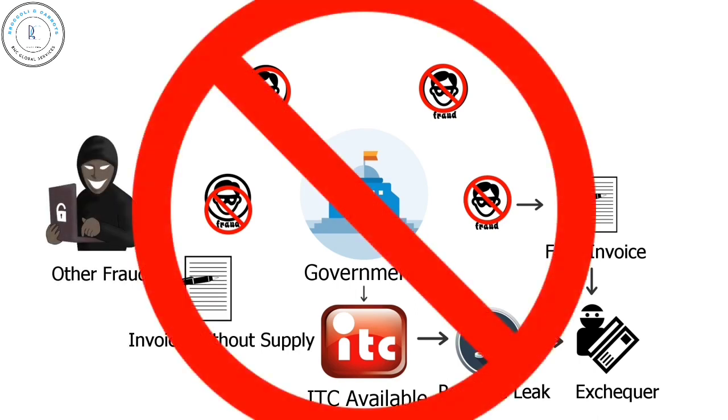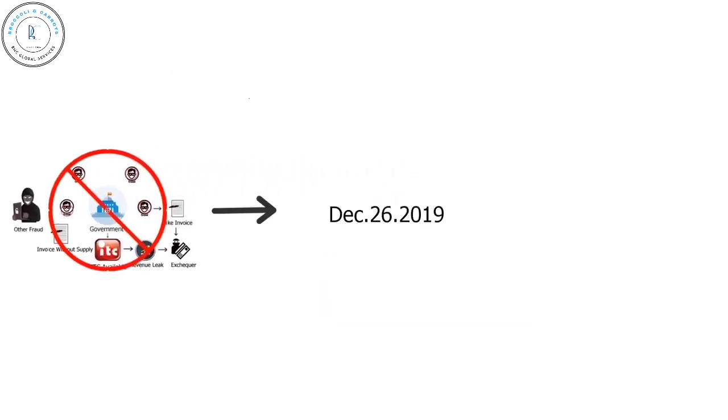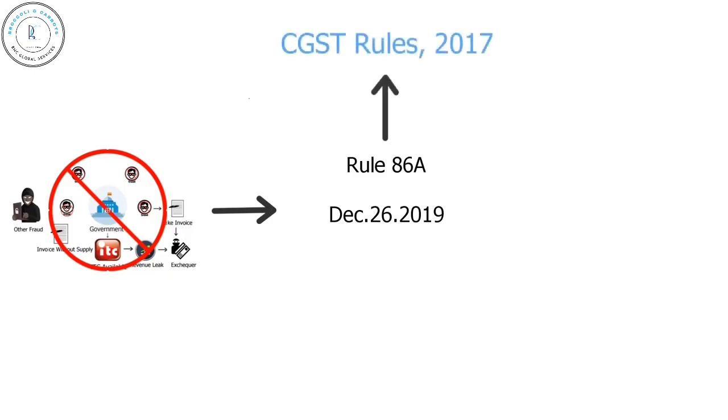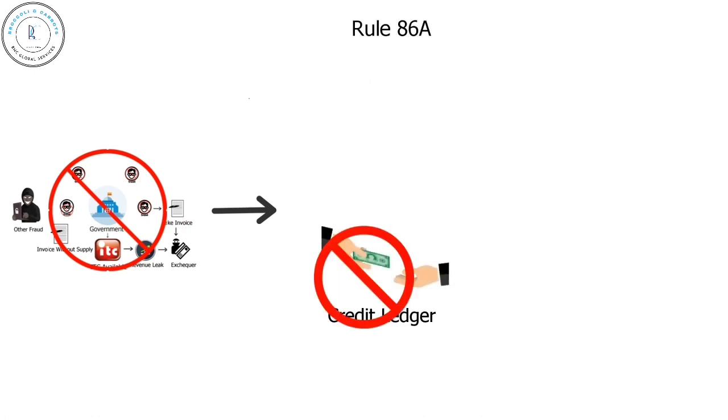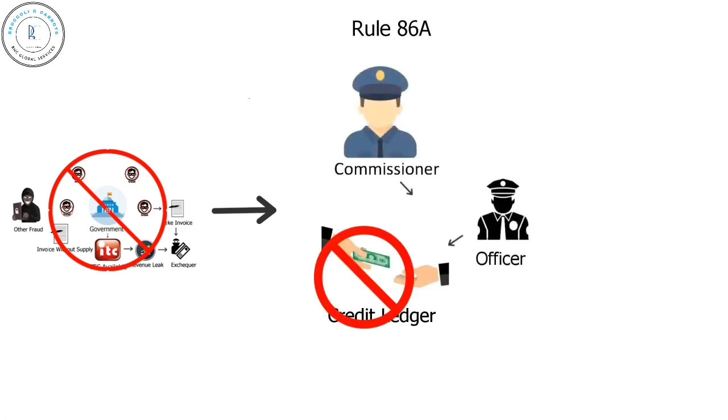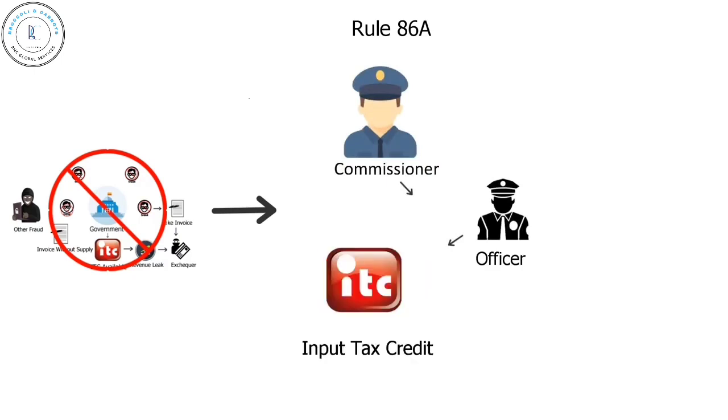In order to prevent such misuse, with effect from December 26, 2019, Rule 86A was inserted in the CGST Rules, 2017. Under this rule, the credit ledger can be blocked by an officer: the Commissioner or an officer authorized on his behalf, not below the rank of Additional Commissioner, can restrict the use of input tax credit from the credit ledger of an assessee in the following circumstances.